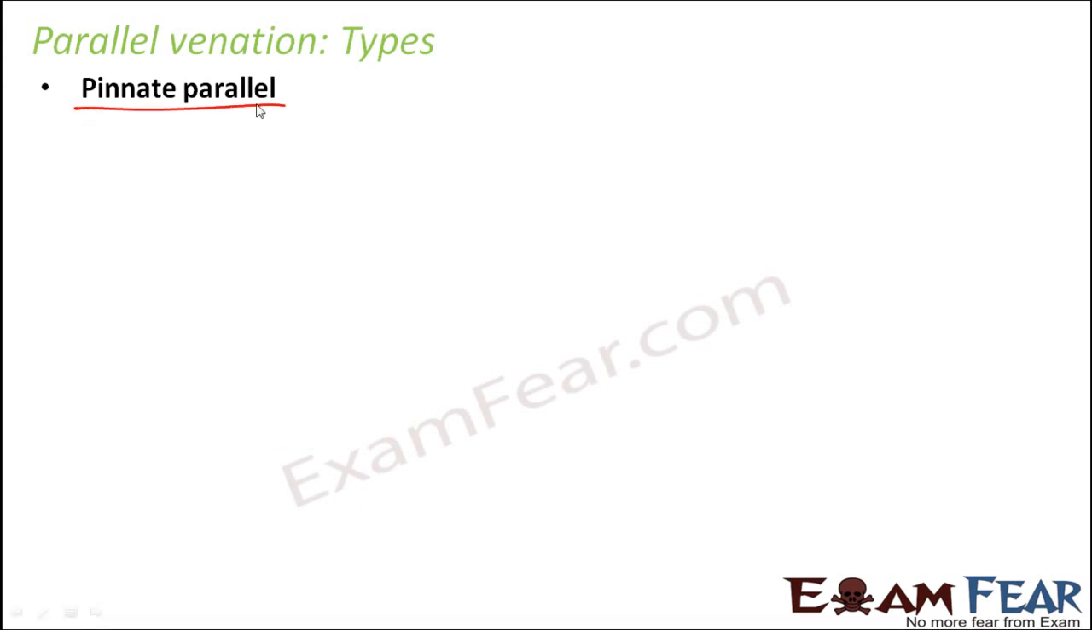So let us first talk about pinnate parallel. Here again, whenever the word pinnate comes, it means one strong midrib. Whenever the term palmate comes, it is many strong midribs. Now, do you understand why palmate means many strong ribs?